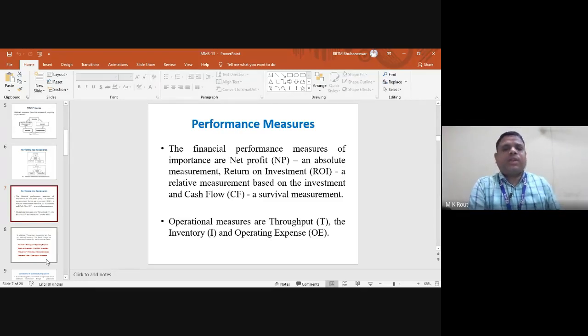First is net profit, which is an absolute measurement. Then return on investment, which is a relative measurement based upon investment. The next one is cash flow, which is a survival measurement. Apart from this financial performance measurement, another aspect is known as operational. In the operational case, you have to take care of throughput, that is, making more money or making profit. Then reduce the inventory level and reduce the operational expenses.